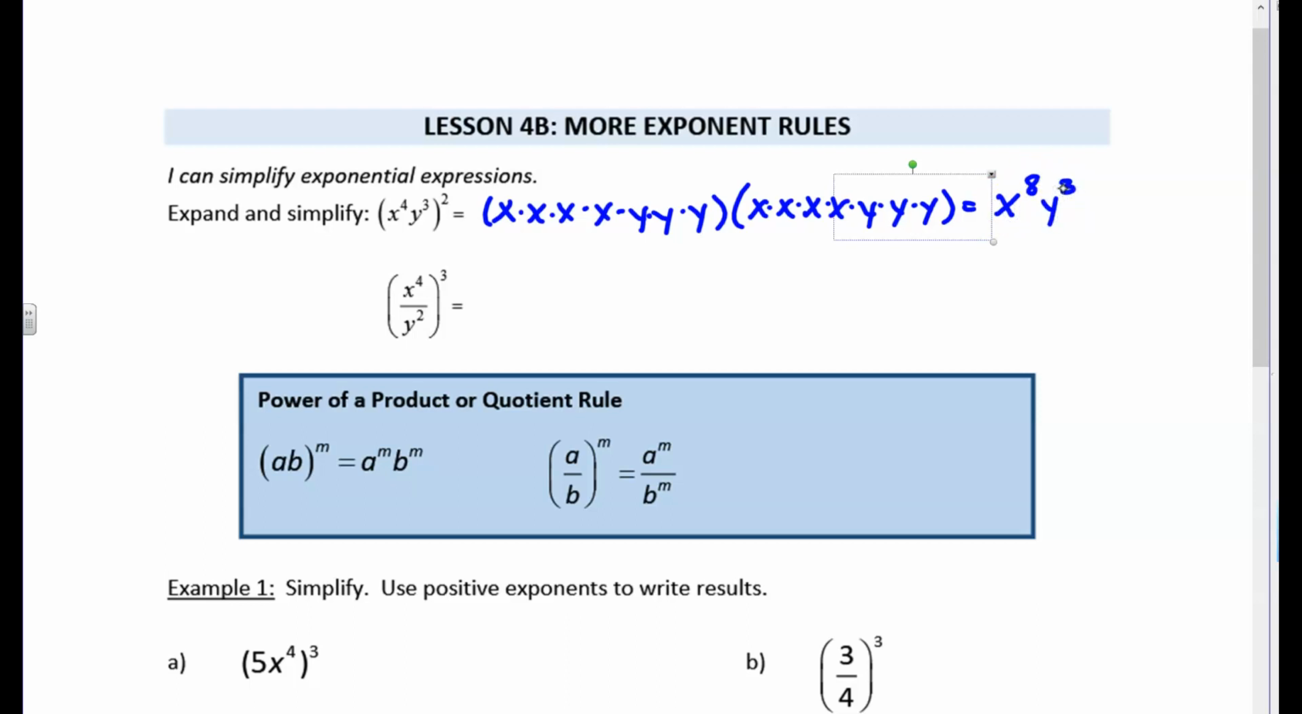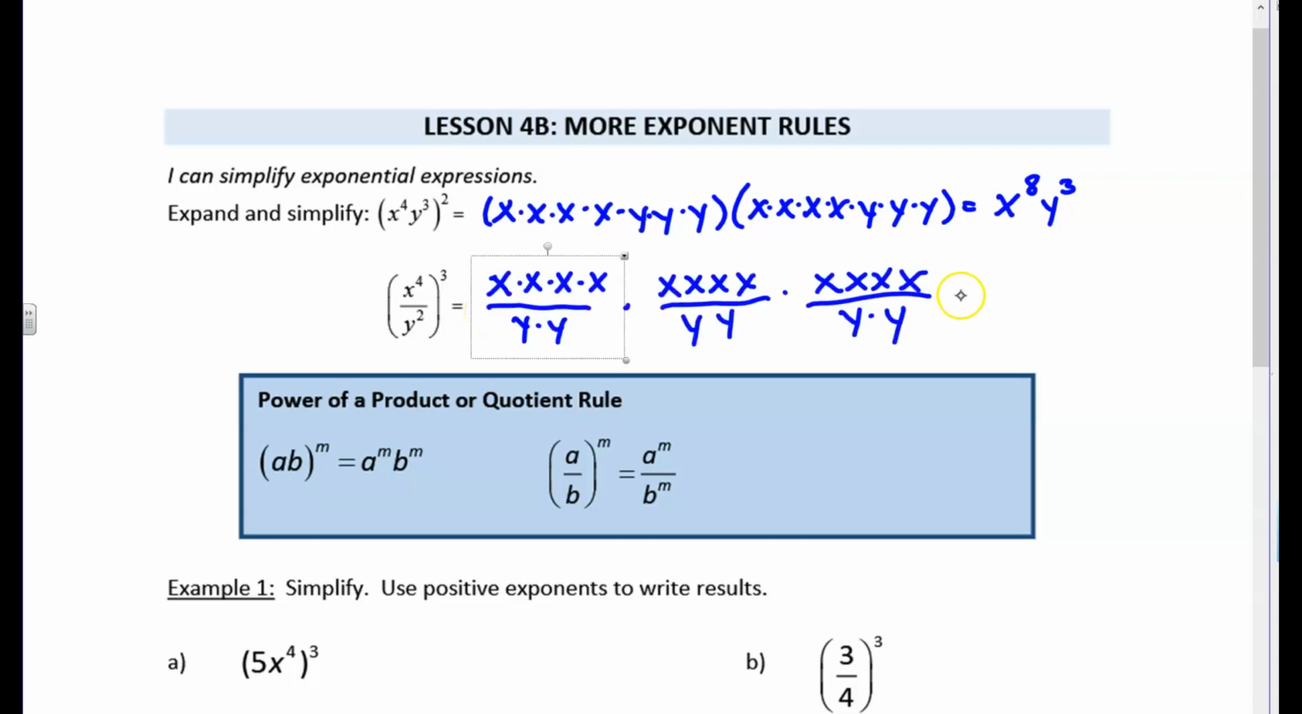And then similarly, let's also look at this if we had division. If I had x to the 4th over y squared all cubed, well, I'm going to write that out in long form. And what I really get after writing this out, when I count these out, I end up with x to the 12th over y to the 6th. And if you notice, what's really happening is that exponent is multiplying both of those interior exponents.